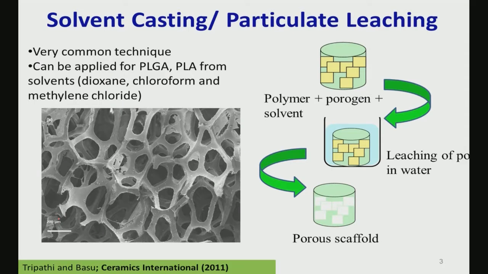Solvent casting or particulate leaching is a very common technique. What you do here is start with a base polymer and use some porogen. This porogen can be a sacrificial agent like sugar or salt crystals, NaCl crystals. After you add this, you put it in water and see how the leaching takes place, and after the leaching is done, it gives you a porous scaffold.